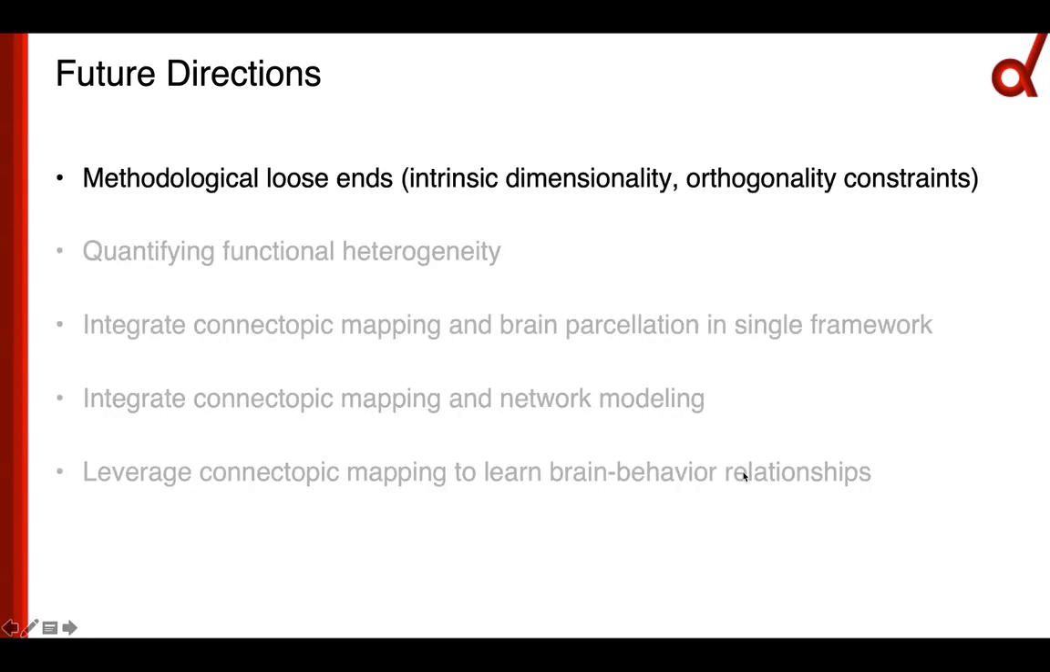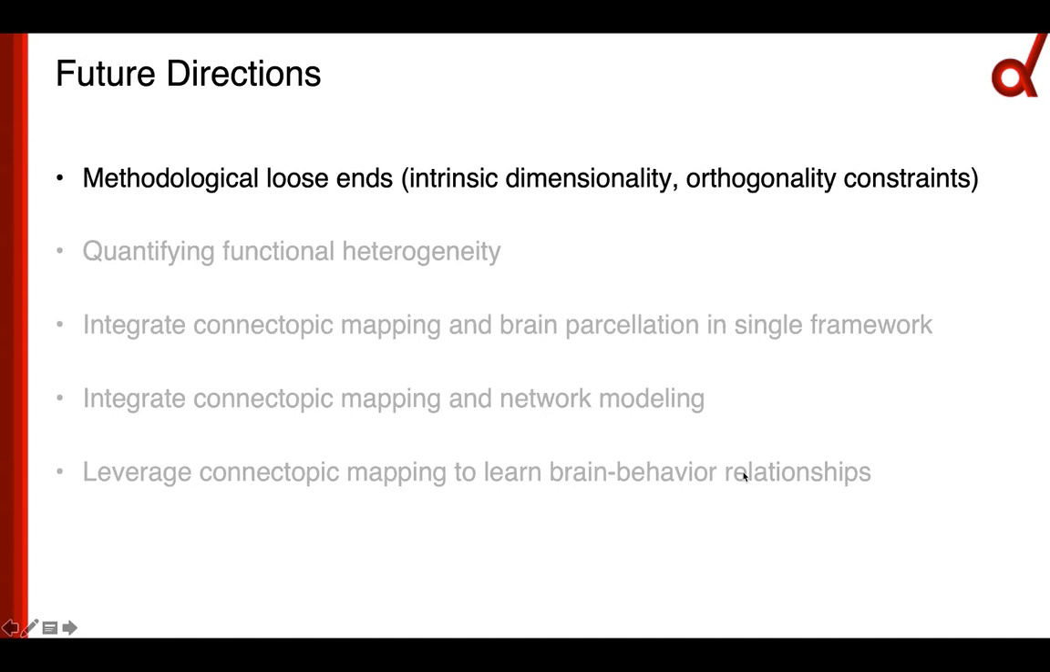So where do we go from here? Well, in the first instance, we wish to resolve a number of loose ends. So first is the question of how many higher order gradients are actually meaningful. And this is in part an empirical question that can be answered on a case-by-case basis by assessing a gradient's or a connectopic map's ability to explain behavioral variables. Generally speaking, however, it is a problem of intrinsic dimensionality estimation, which is currently an unsolved problem in the manifold learning literature.